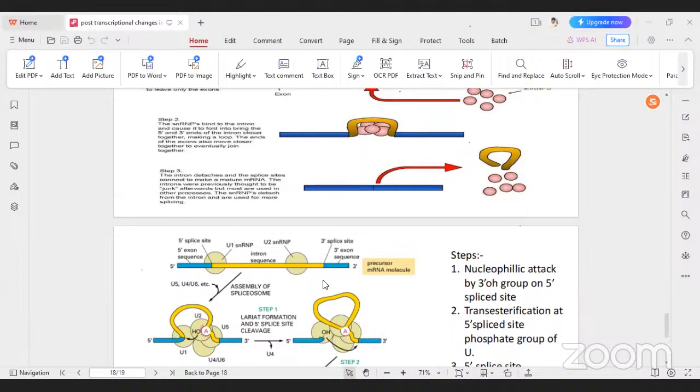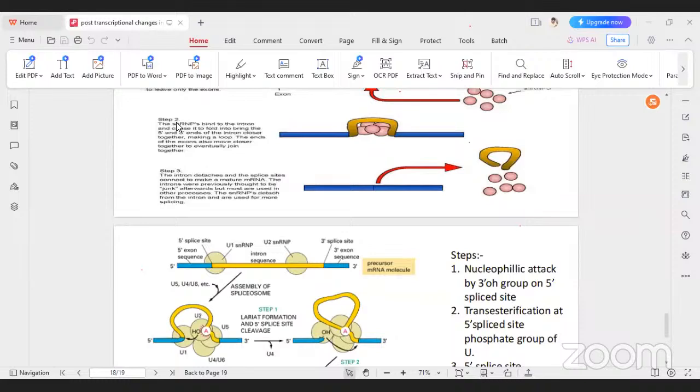Now once again, recap from the transcription process to the post-transcription process. First of all, in eukaryotic transcription, how many stages are there? First of all, what is transcription? This question is very, very important. Synthesis of mRNA from the DNA template.